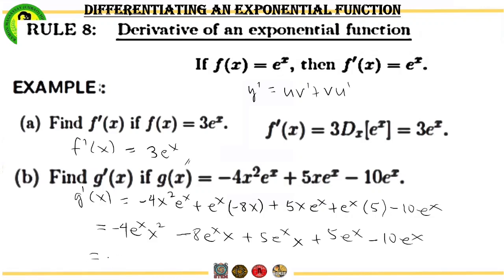So combining like terms, negative 4 e raised to x, x squared, then this, right? Negative 8 e raised to x, then plus 5 e raised to x is negative 3 e raised to x. So let me write negative 3 e raised to x, right? Then the last one, 5 e raised to x minus 10 e raised to x is negative 5 e raised to x. Clear? So that is our final answer.